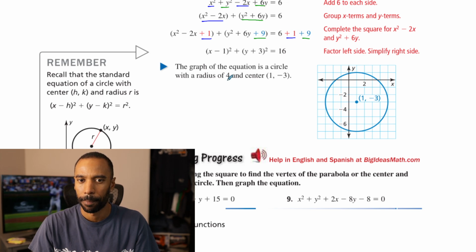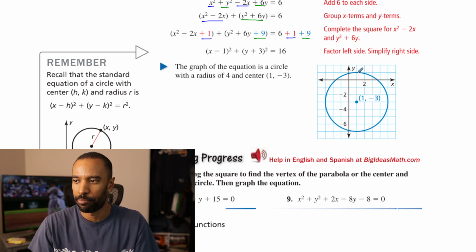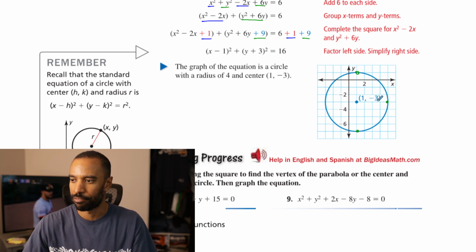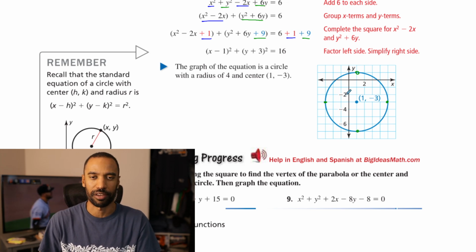Boom. So for 4, I can count up 4, plot that point, down 4, right 4, and left 4, and draw your best circle that you can as a result of that. That'll be our circle graph.